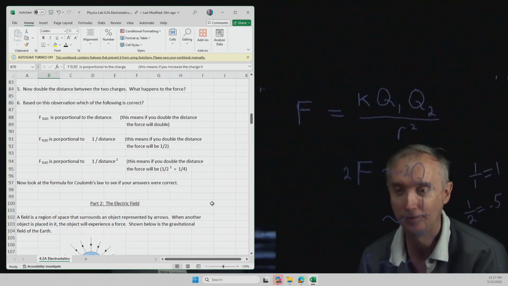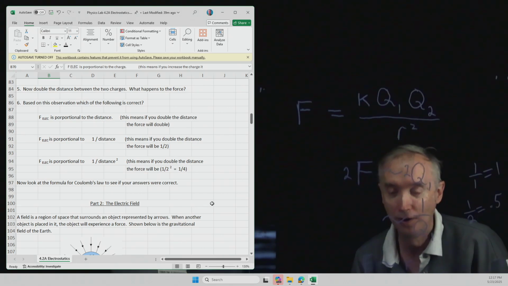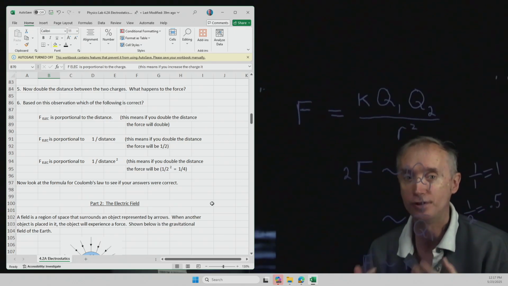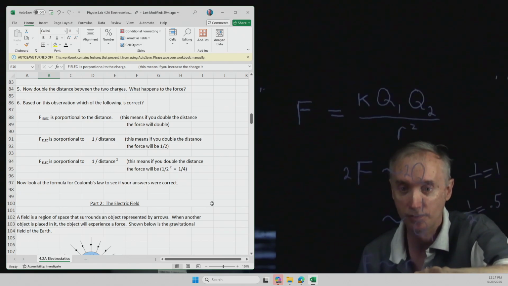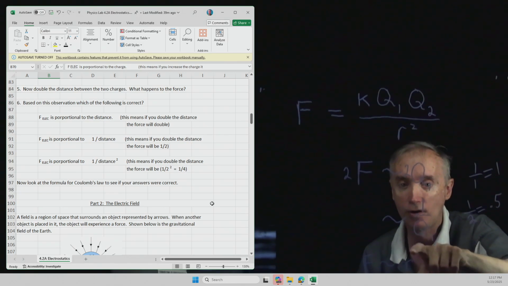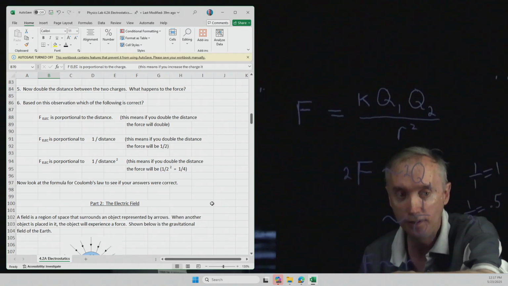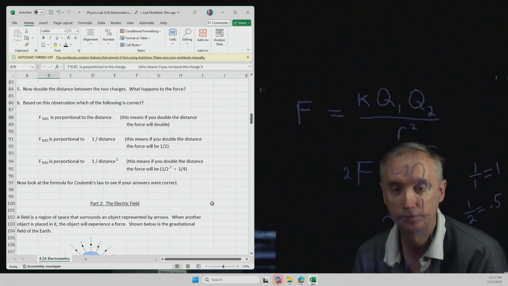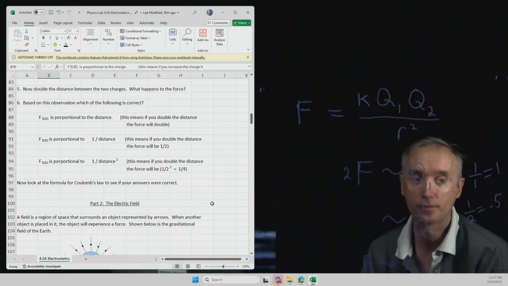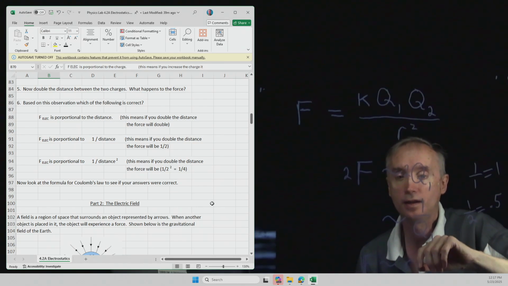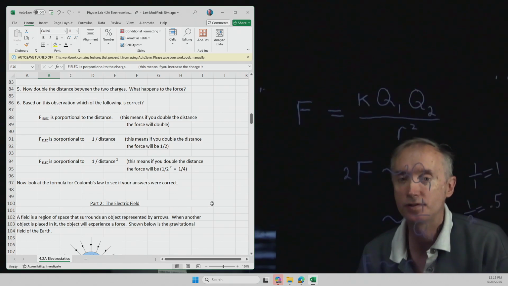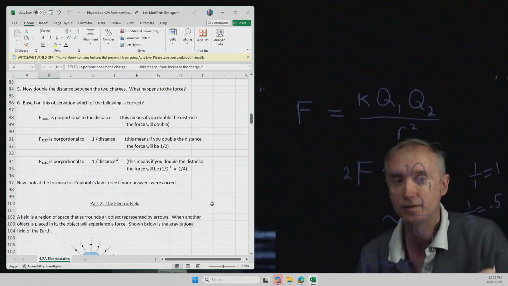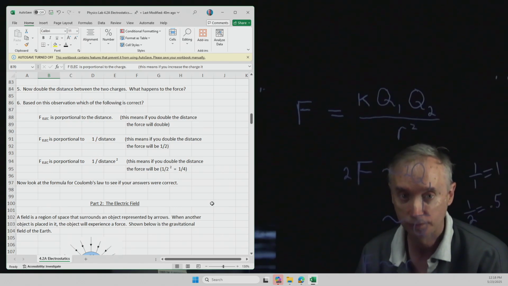All right, now if you have looked at your formula up here, you know what the answer is, but I want you to try to reason it out. So why is this one not correct? This one would say if you increase the R, it should increase the F. And so that's not true. Okay, so then the next possibility is that it's 1 over R. Now that one's better because that one's saying if you increase the R, it decreases the force.